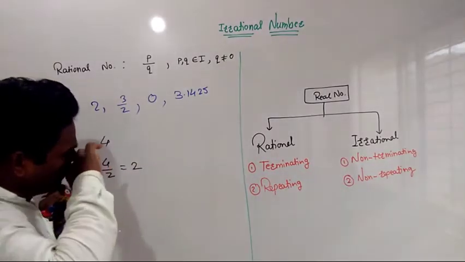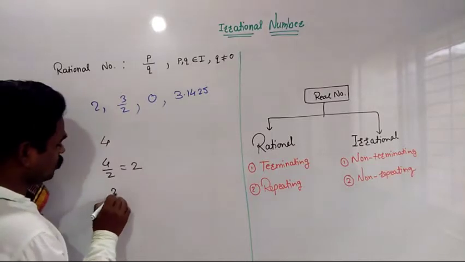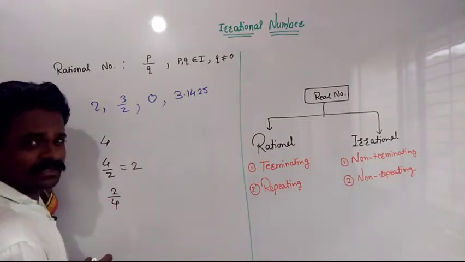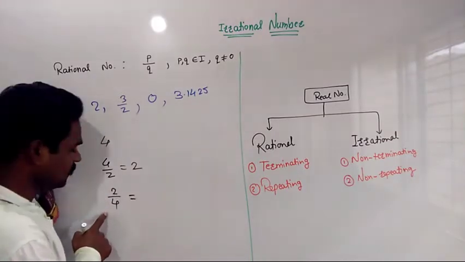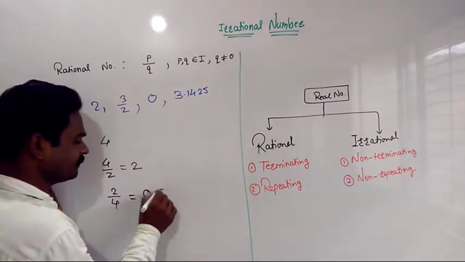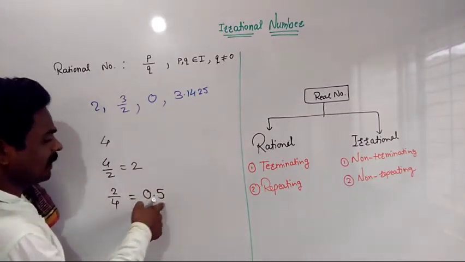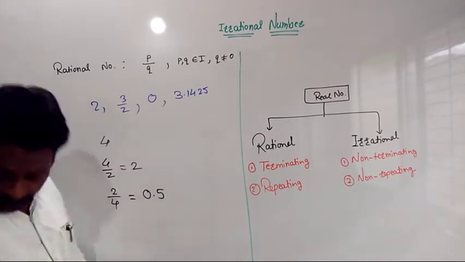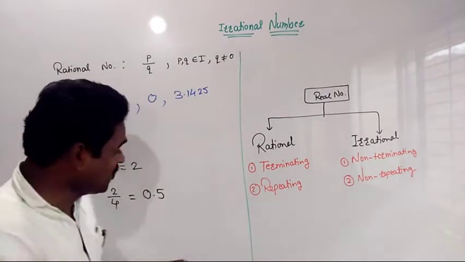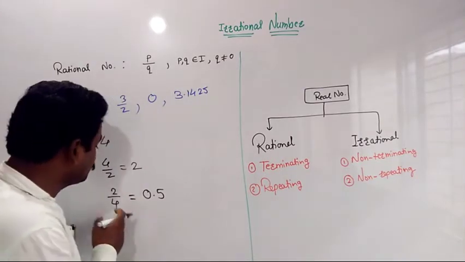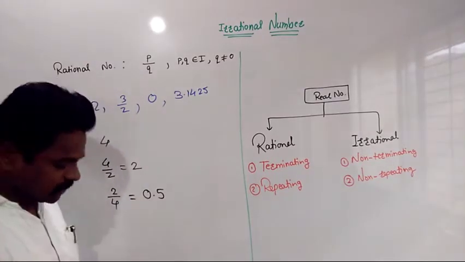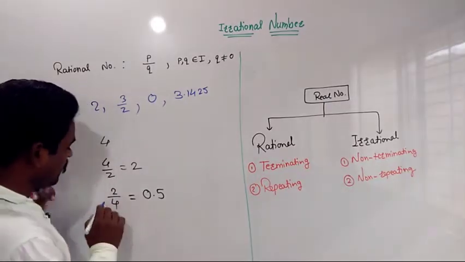Then suppose I have written here 2 by 4. Is it a rational number? Yes, it is a rational number. 2 by 4, it is in P by Q form. So the answer is 0.5. So 0.5, it is terminating. The whole division is finished here. We will not proceed further with the division by this 4. Okay, so we just did it in this way.